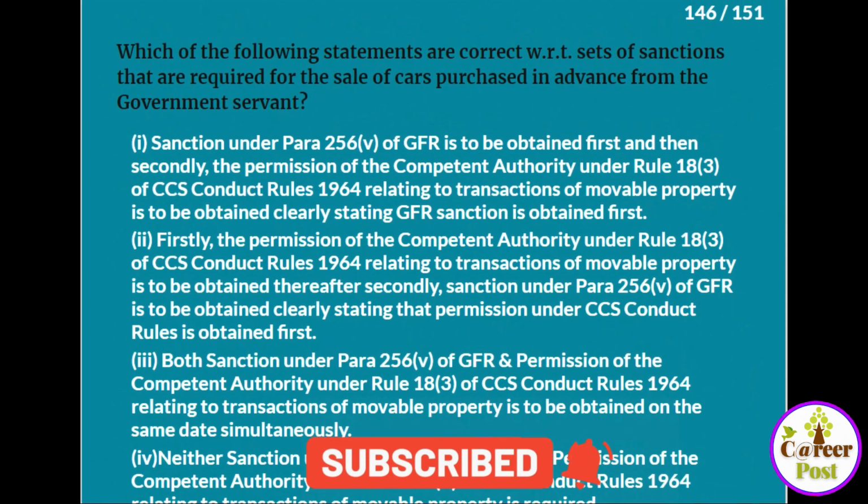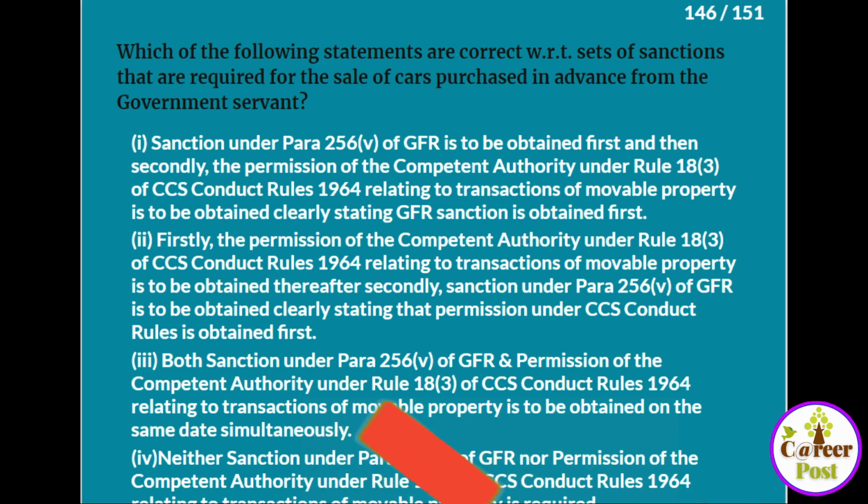Which of the following statements are correct with reference to the set of sanctions required for the sale of cars purchased in advance by the government servant? First, sanction under para 256(5) of GFR is to be obtained first, then secondly the permission of the competent authority under Rule 18(3) of the CCS Conduct Rules relating to transactions of mobile property is to be obtained, clearly stating GFR sanction is obtained first. Second, firstly the permission of the competent authority under Rule 18(3) of the CCS Conduct Rules relating to transactions of mobile properties is to be obtained. Thereafter, secondly, the sanction under para 256(5) of GFR is to be obtained, clearly stating that the permission under the CCS Conduct Rules is obtained first.